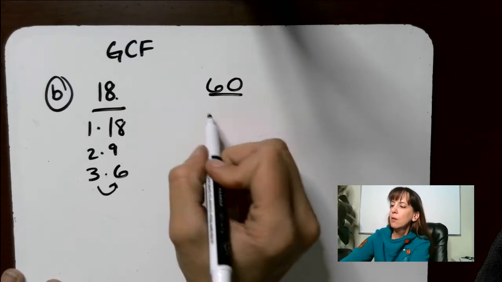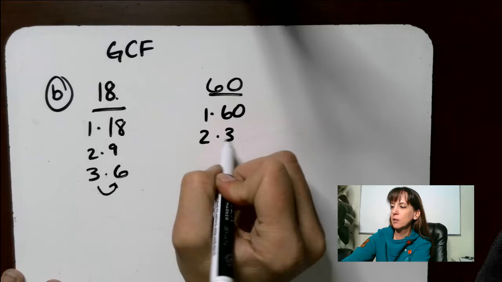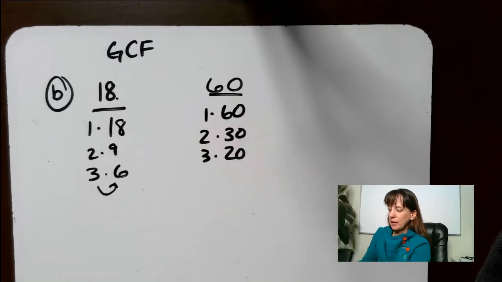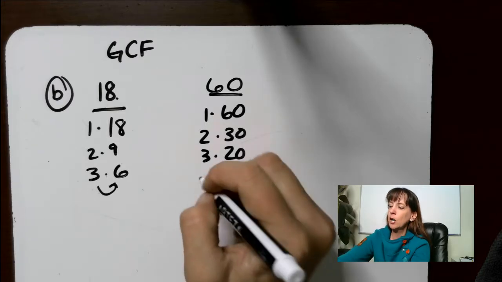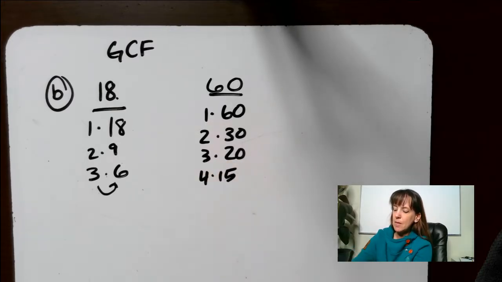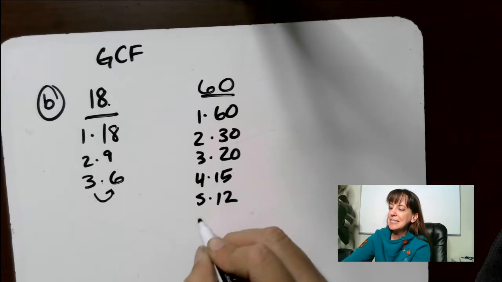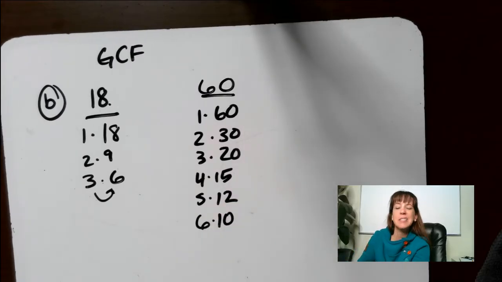We're done. 1 times 60, 2 times 30, 3 times 20. And this is where it's okay for a calculator because I don't want to make a simple error. 4 times 15, 5 times 12, just to make sure. I don't know why I second guessed myself. Yes, 5 times 12, 6 times 10, right? After 6 comes 7, no. 8, no. 9, no. 10 is already on the board, so we're good.